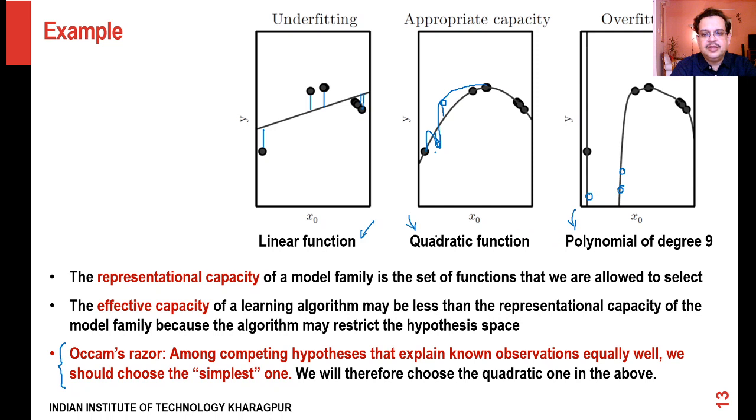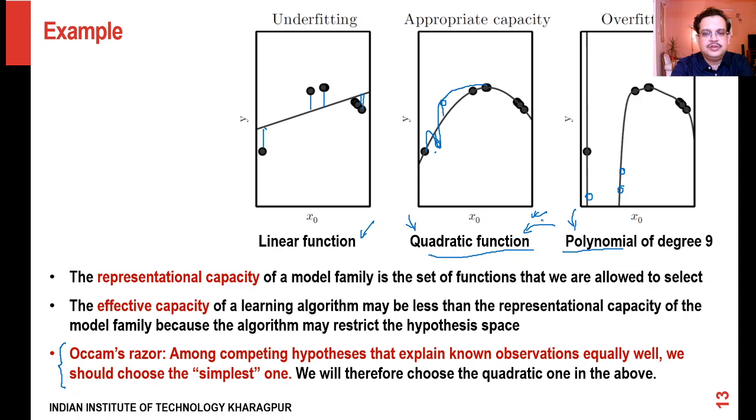Among these, the linear function has high training error, that is, on the training data itself I have high error. In the quadratic function I have low training error. In the polynomial of degree 9 also I have low training error. But Occam's razor tells us that between the polynomial of degree 9 and the quadratic function, the quadratic is the simpler of the two, so we should go ahead and use this. This is common sense reasoning to avoid overfitting.